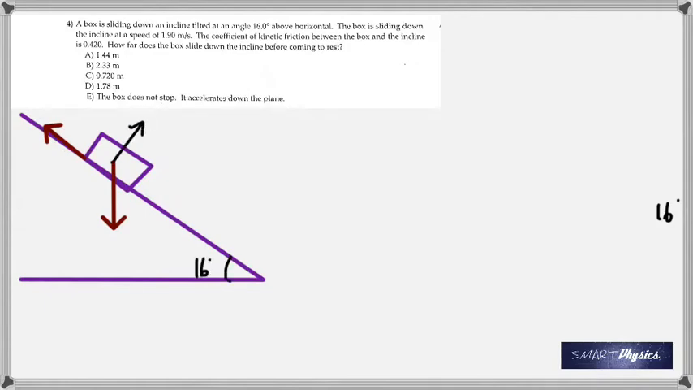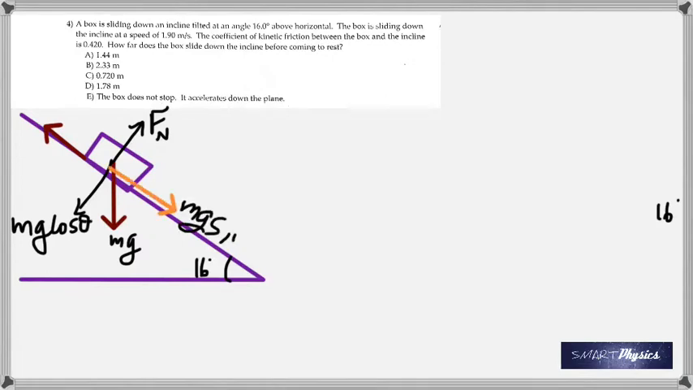The angle is 16 degrees. The normal force is Fn. And the weight can be resolved into two components. You get mg cos theta and mg sin theta. So now you see that the frictional force is against the box sliding down, while mg sin theta is helping it to come down.